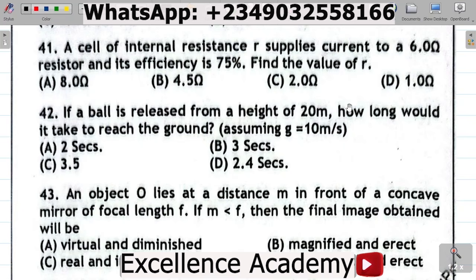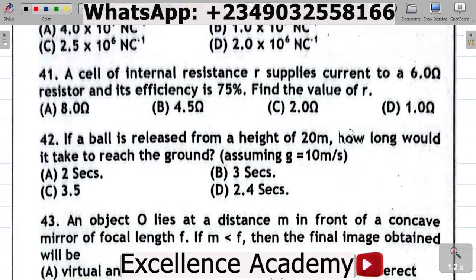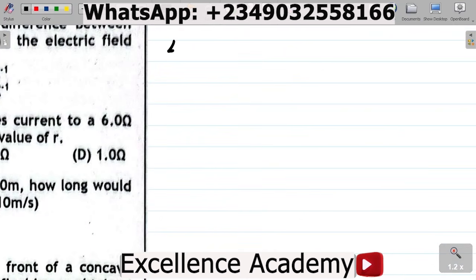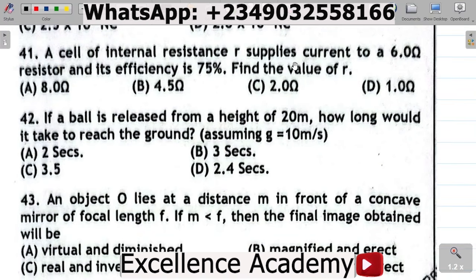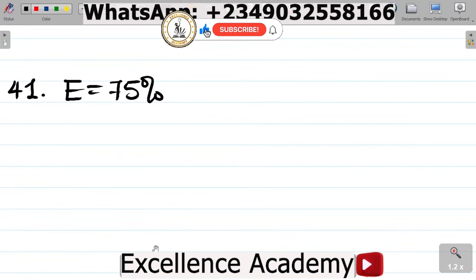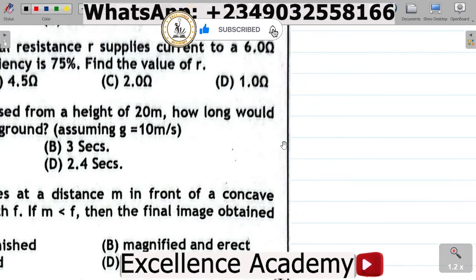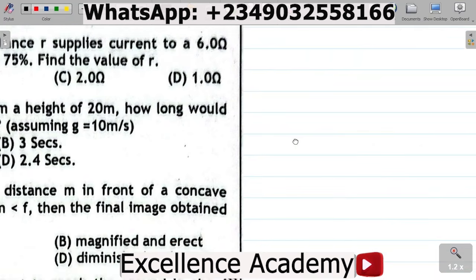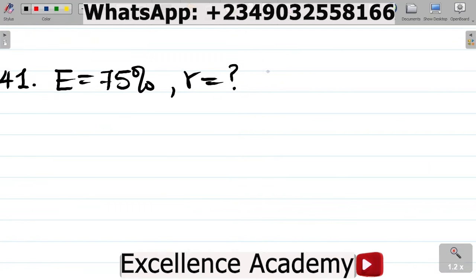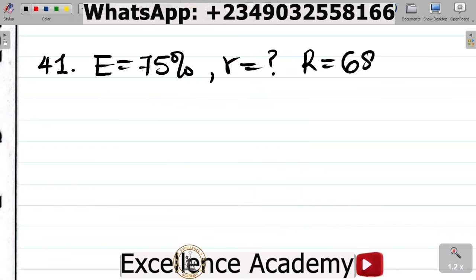So how do we solve this question? Now for this question, let's take parameters. So 41. They gave me efficiency as equal to 75, of course, in percentage. They also said a cell of internal resistance, small r. So internal resistance, which we are asked to find, small r is equal to unknown. They said supplies current to a 6.0 ohm resistor. Now, this 6.0 ohm resistor is the external resistance. So external resistance R, capital R, is equal to 6 ohm or 6.0 ohm.